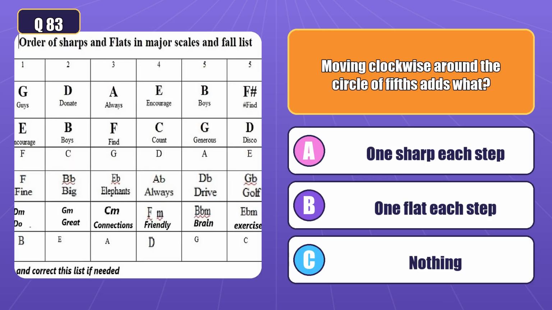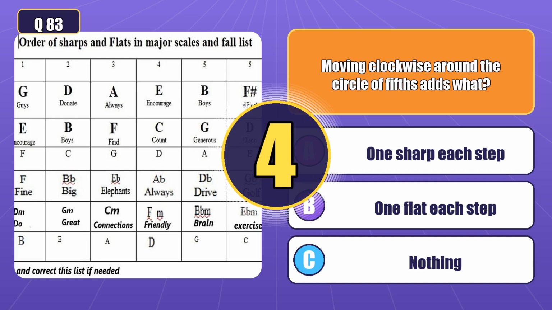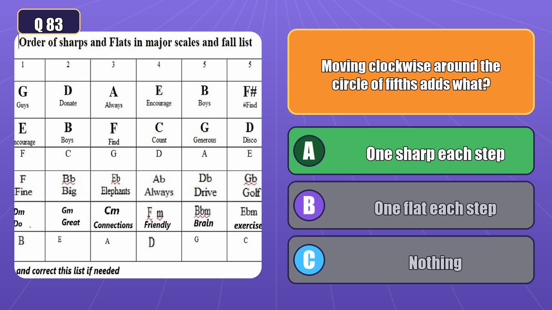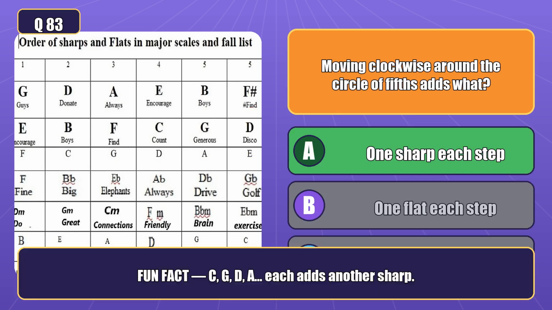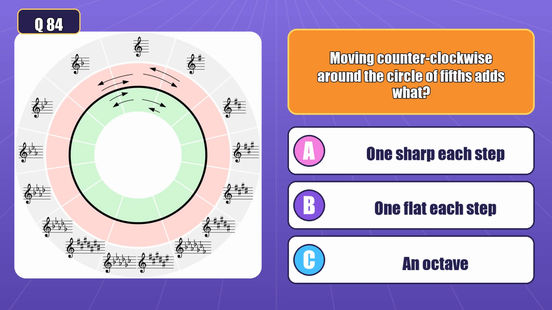Question number 83. Moving clockwise around the circle of fifths adds what? The answer is 1 sharp each step. Fun fact, C, G, D, A. Each adds another sharp. Question number 84. Moving counterclockwise around the circle of fifths adds what?